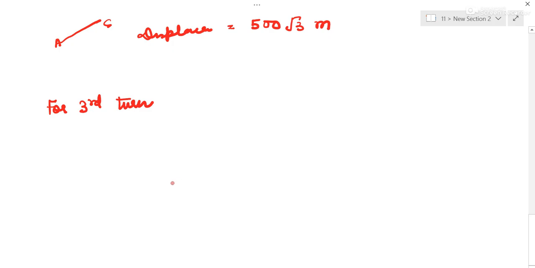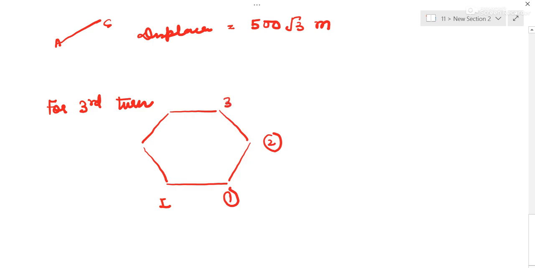So we can make the hexagon once again. 1, 2, 3, 4, 5 and 6. So this is your initial position, first turn, second turn, third turn. For third turn, you can see the distance is 500 plus 500 plus 500. So distance is simple and already sorted. Distance is 500 into 3, that is 1500 meters.